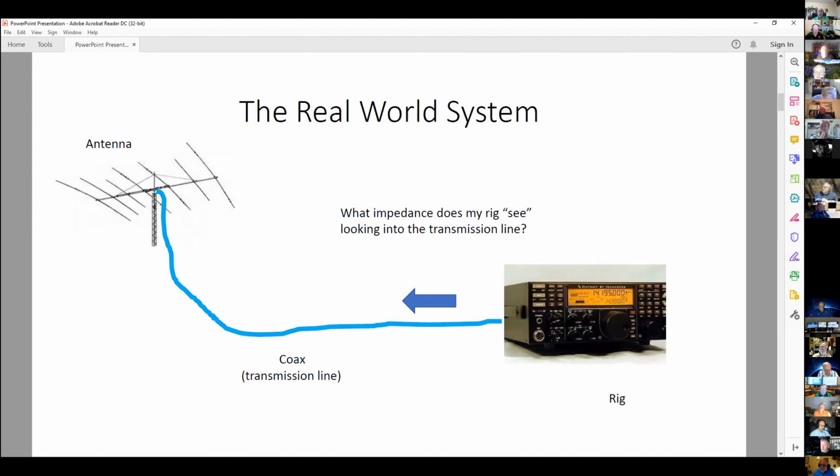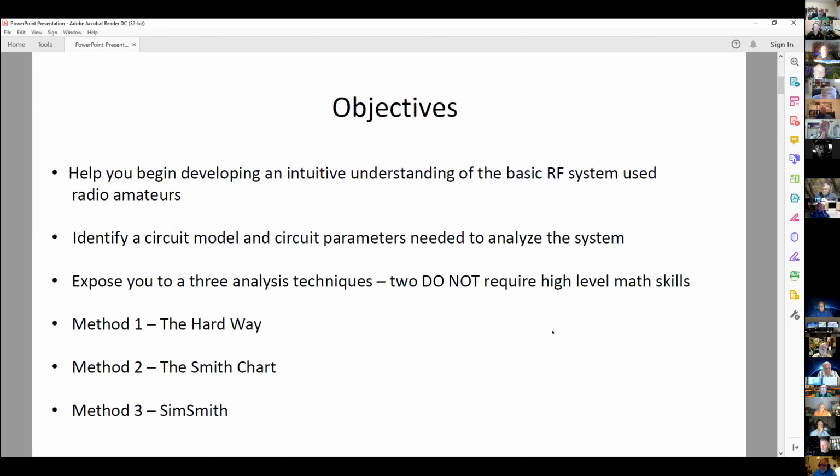Let's see, my objectives tonight. So I'm going to try to help you begin developing an intuitive understanding of basic RF systems that are used by hams. And I'm going to identify a circuit model that will be used for that understanding. And then I'm going to identify what parameters you need to have in order to analyze the system. And then I'm going to expose you to 3 different ways to do it. 2 of them do not require higher level math skills. One, I'm going to show you some of the equations involved and talk a little bit about that, but only a few minutes.